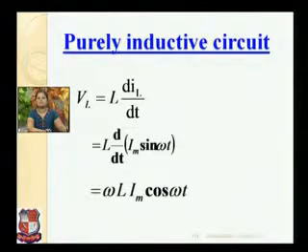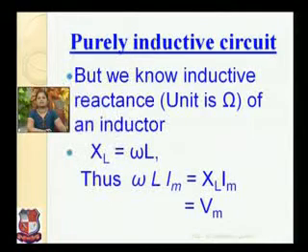Now Im is the constant value, so differentiation of sin omega t is cos omega t into omega. So your equation is like this. It is omega L Im cos omega t. But we know that inductive reactance, unit is ohm, of an inductor is defined by XL, which is equal to omega into L. So omega L Im is equal to XL into Im. Now XL into Im is nothing but the voltage.